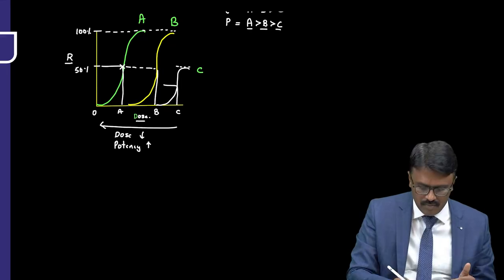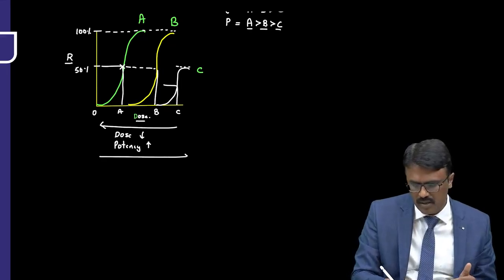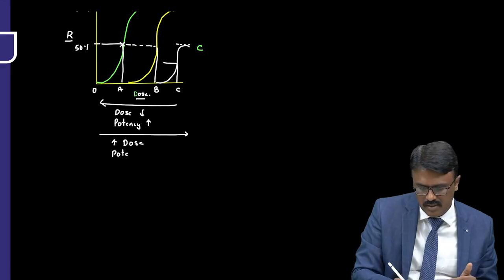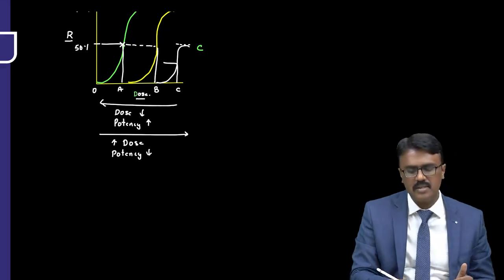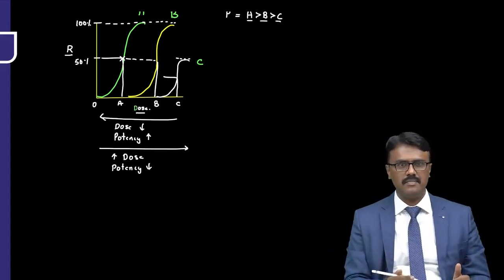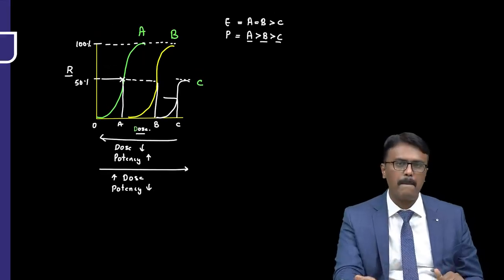Now if the graph moves from here to here, what happens? That means we are increasing the dose. So when we are increasing the dose, potency is decreasing. So this is the application. Simply see this graph, you will understand that. Right? So A, B, C.